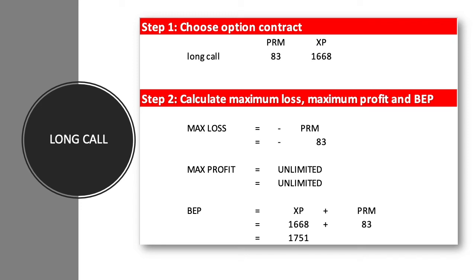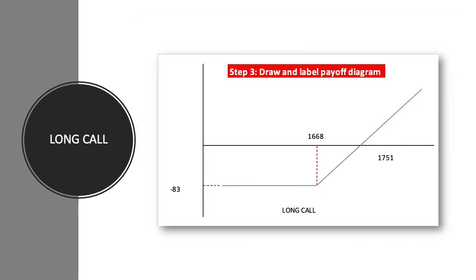So after you calculate maximum loss, maximum profit, and break-even price, you need to draw and label your payoff diagram. So step number 3, you need to remember the shape of the payoff diagram.